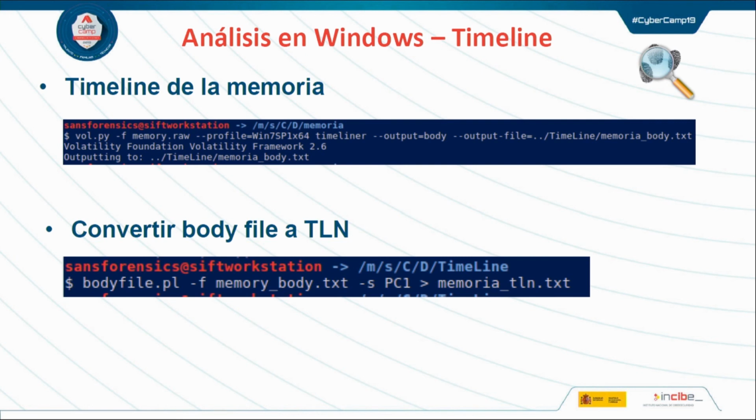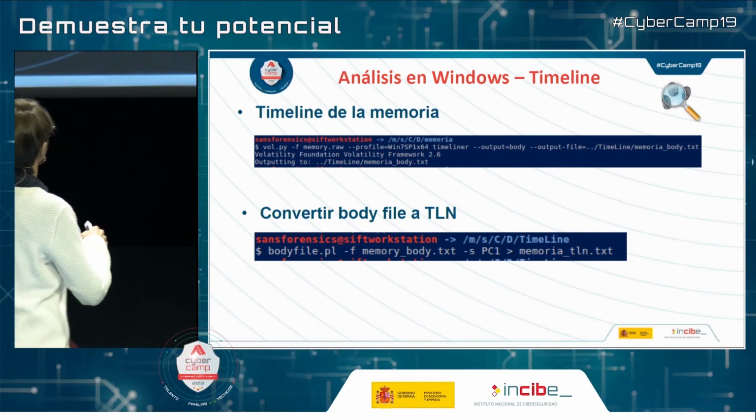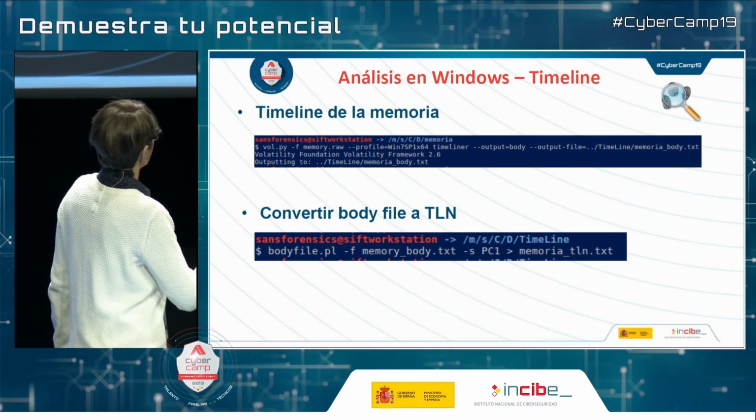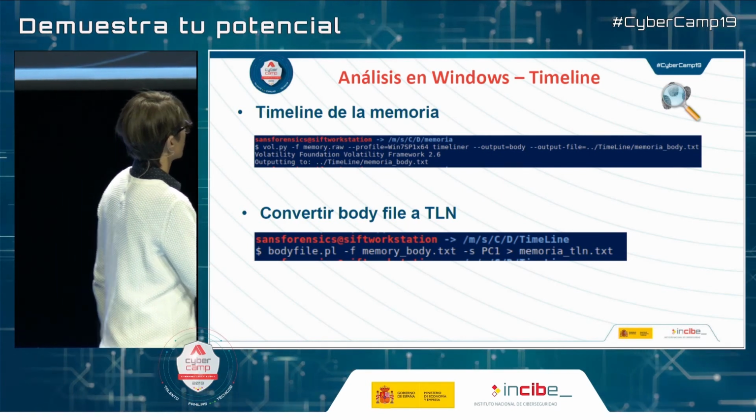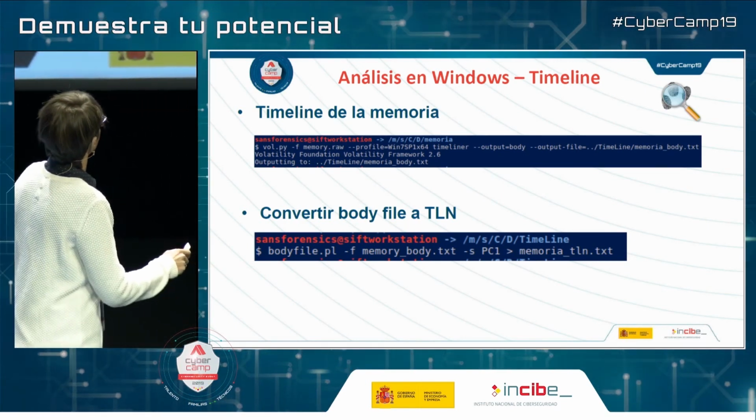Then we're going to calculate the timeline for the memory. One of the many things that Volatility offers is calculating a memory's timeline. The command that we would have to use is this one, timeliner. It's a plugin from Volatility that calculates the memory's timeline, saves it to a TXT, and uses body format. So just as we did before, I take this format and pass it to TLN with the same command as before, but taking now the body from the memory.